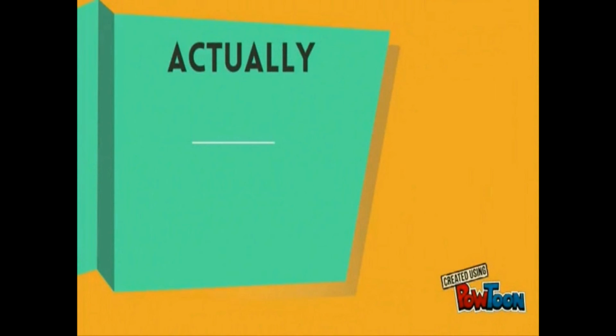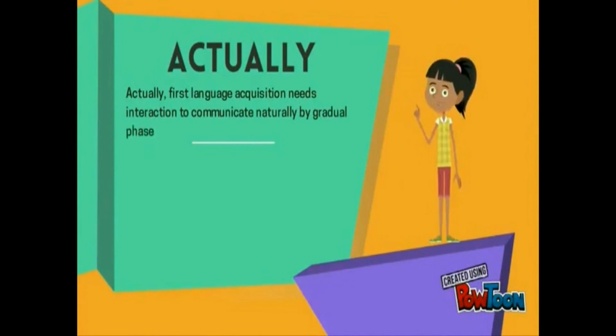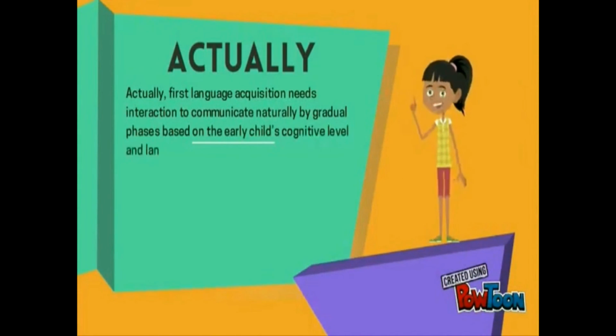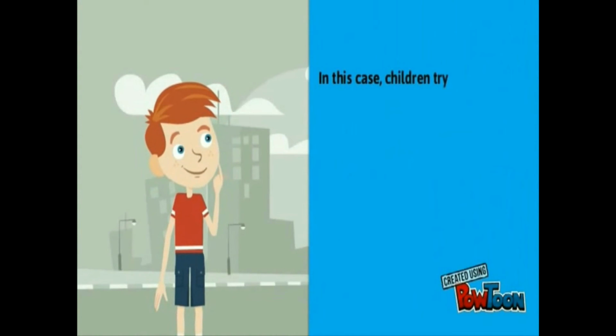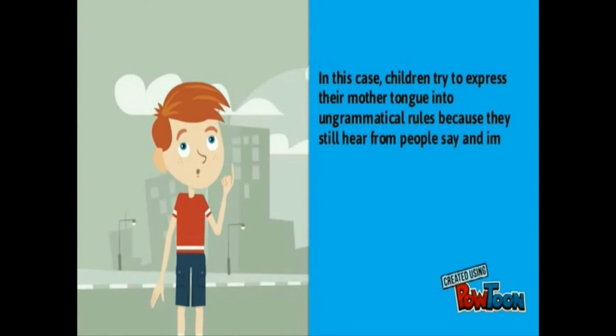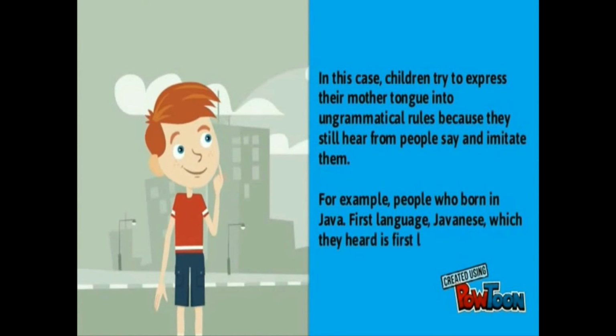Actually, first language acquisition needs interaction to communicate naturally, by a gradual process based on the early child cognitive level and language systems such as syntax, phonetics, morphology, and pragmatics, by imitating utterances. In this case, children try to express their mother tongue in an ungrammatical way because they still hear people speak and imitate them. For example, people who are born in Java have Javanese as the first language, which they heard first, and Indonesian as the second language.